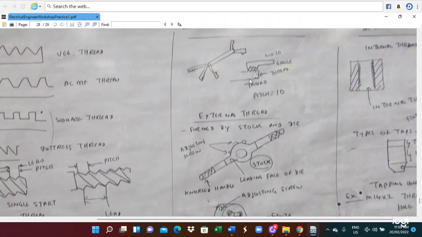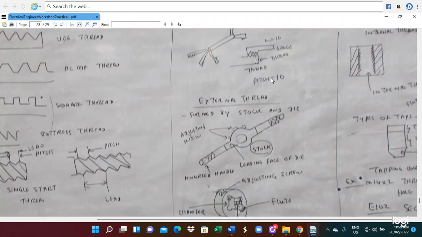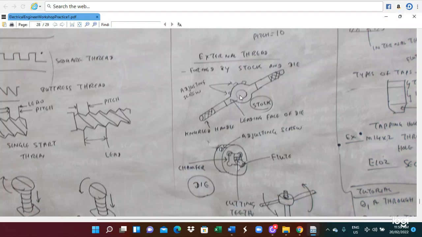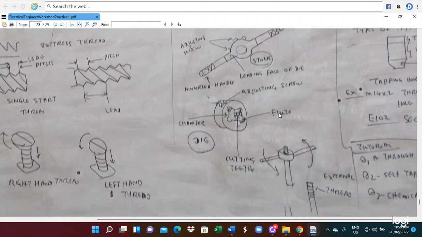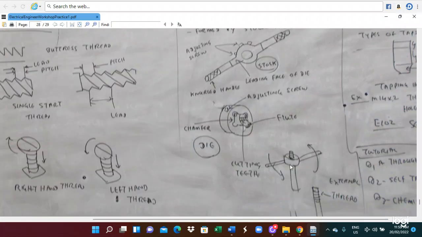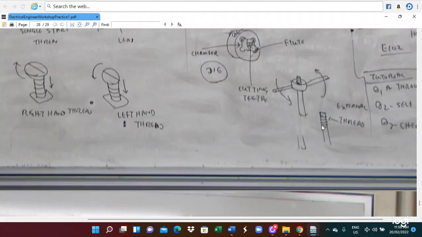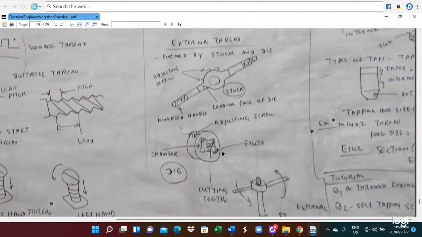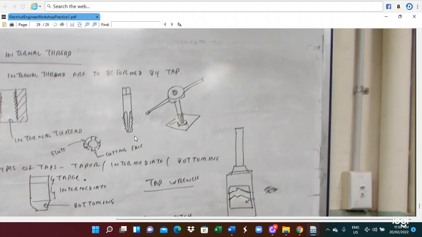Here is an external thread. So this is the stock. Stock here, inside here is the die. You put a die in here, and then we can do external threading. So for external threading, we can utilize this die. For internal threading, we can utilize the tap. So this is for internal tapping. For internal tapping, we can utilize a tap.